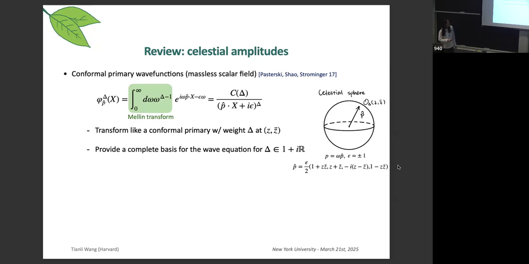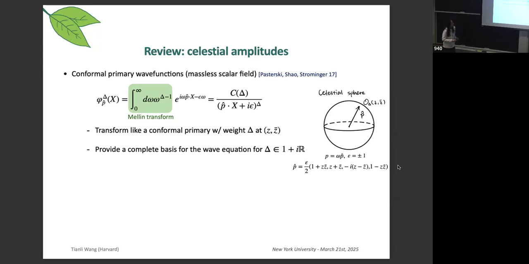Let me explain the geometry a little. If we take the three spatial components of p hat, in R3, you can think of the celestial sphere as the infinitely large two-sphere at infinity. The direction of p hat points to a point on the celestial sphere, and that's parametrized by z, z bar, the stereographic coordinates on that sphere. That point is exactly where this particle enters or exits the spacetime, and it's also where the corresponding CFT operator is inserted.